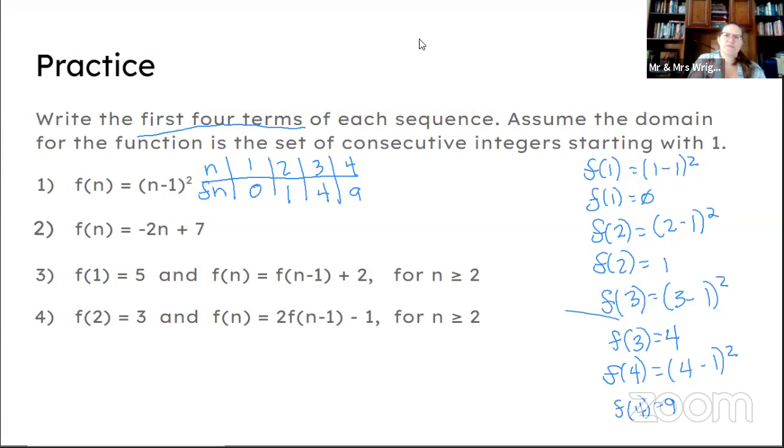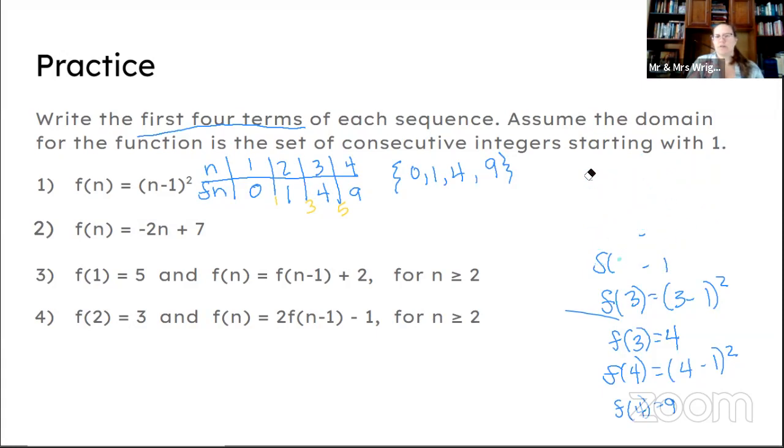Let's look at this. 0 to 1, the difference between 0 and 1 is 1. The difference between 1 and 4 is 3. And the difference between 4 and 9 is 5. Is this an arithmetic sequence? It is not, but it didn't ask us that. It just asked us what the first 4 terms in each sequence were. So our answer is going to be 0, 1, 4, and 9. And you'd write your answer in set notation, as a set of numbers there. Let me erase this so we have room to work.